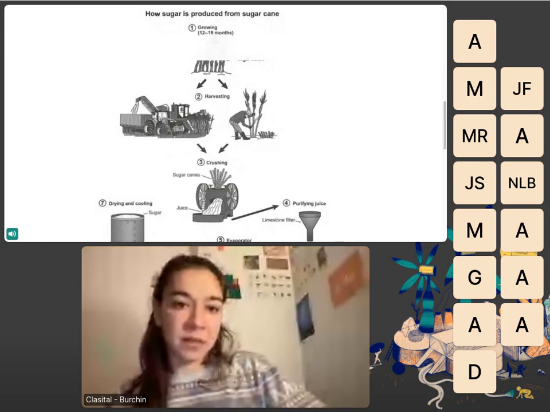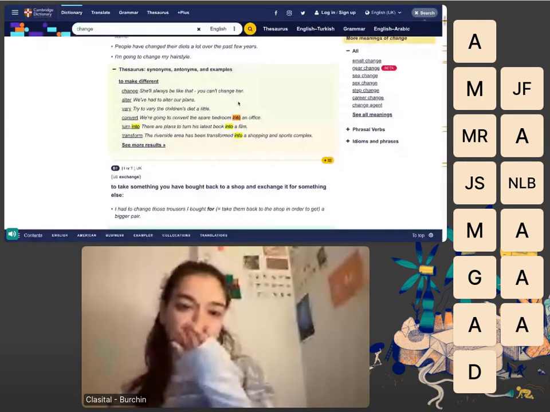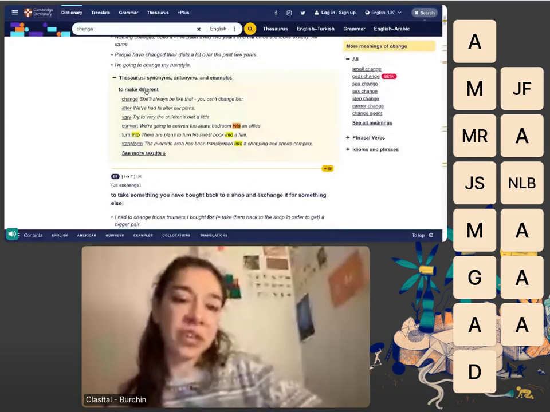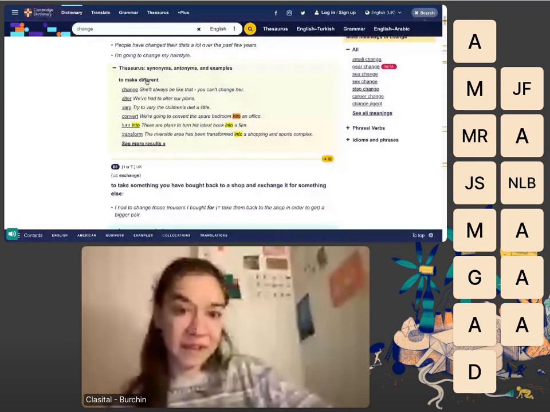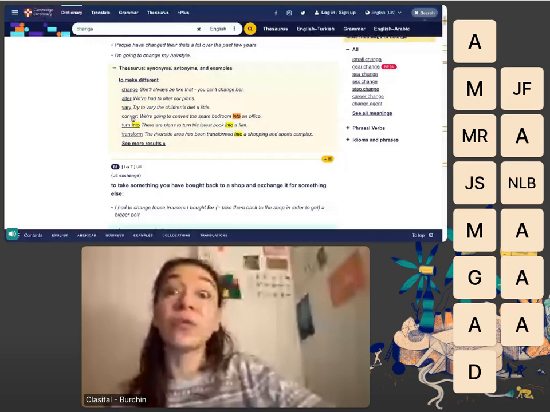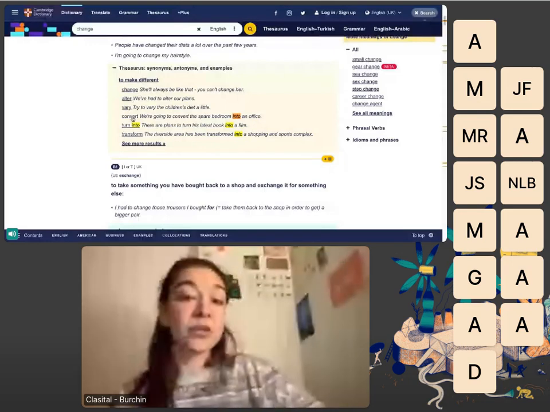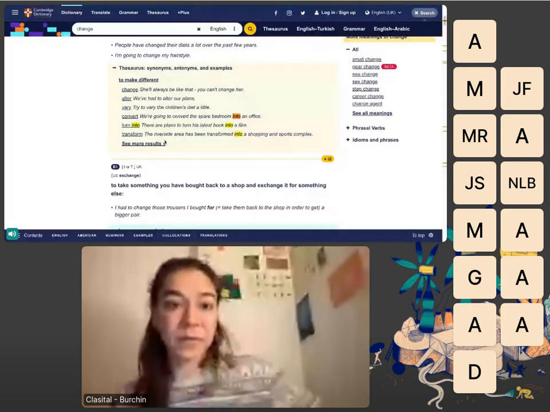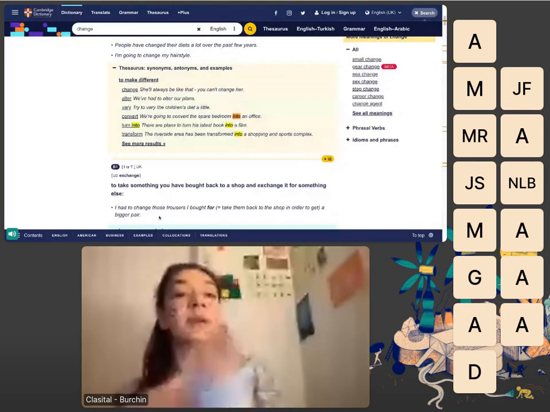For example, let me see. For the change I'm looking to make it different, you can say change, alter, vary, convert. What do you think of it? Turn into, maybe transform. Look for the synonyms.